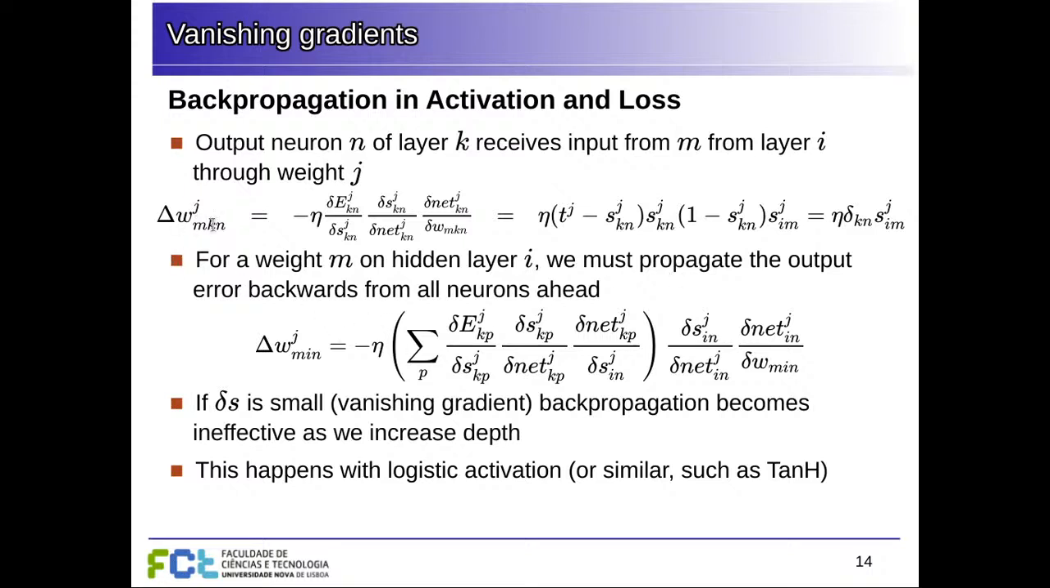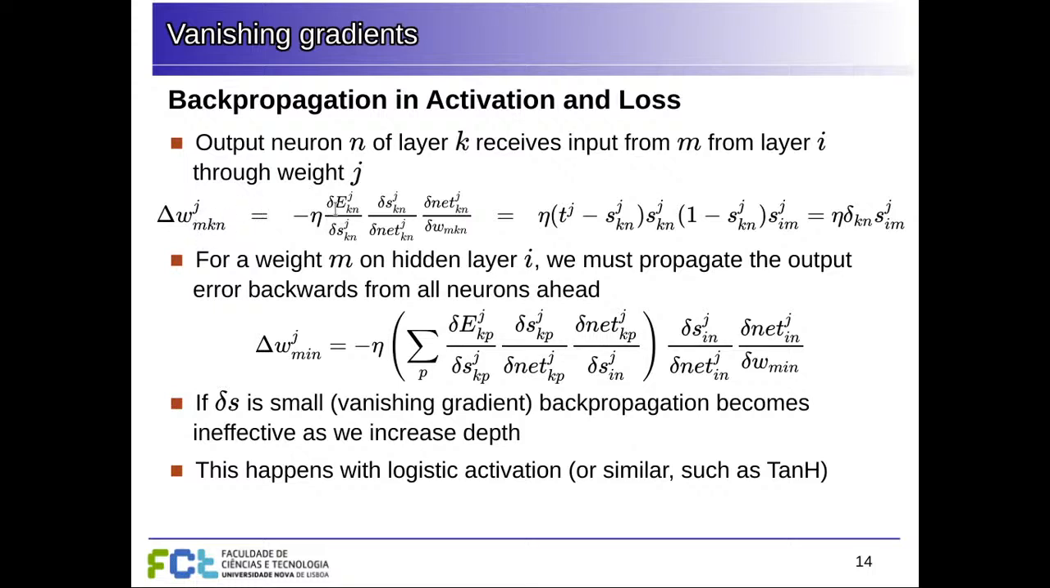In order to update a weight on the output neuron, we need to chain the derivatives of the error function with respect to the output of the neuron, the result of the activation function with respect to that weighted sum of all the inputs, and then this weighted sum with respect to the particular weight that we're trying to update.